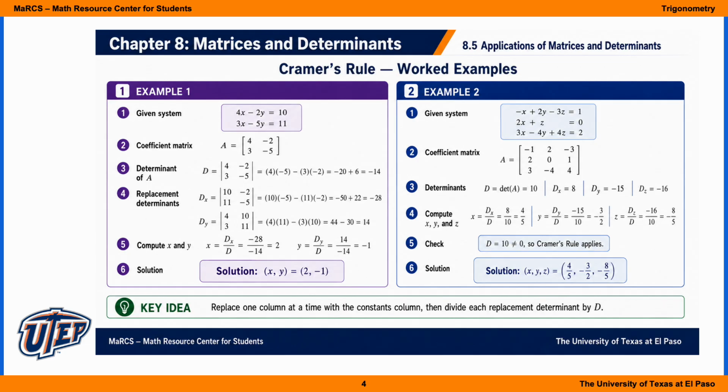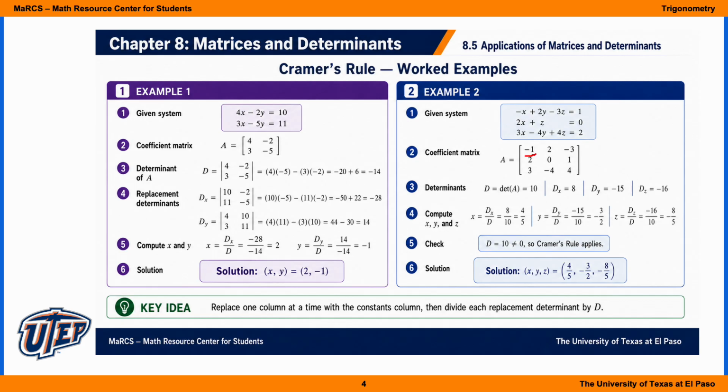Now for example 2, we're given 3 equations with 3 variables. So first we write our coefficient matrix, and that is A, and it'll be a 3 by 3 matrix. And after that, we will compute the determinant of that. So we do that by first, I'll be using the entries in the first row.